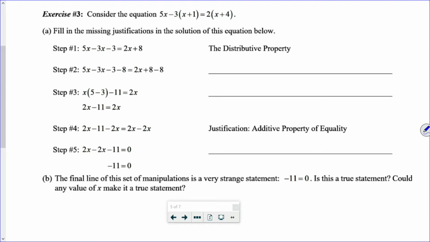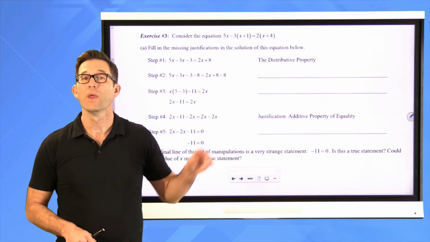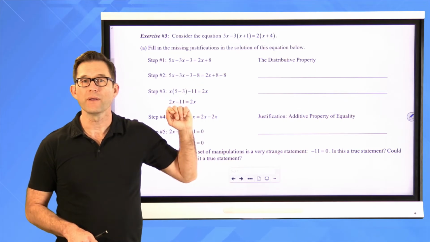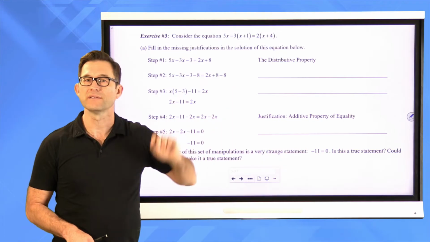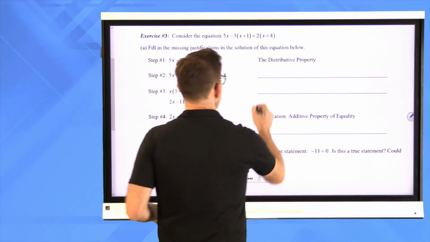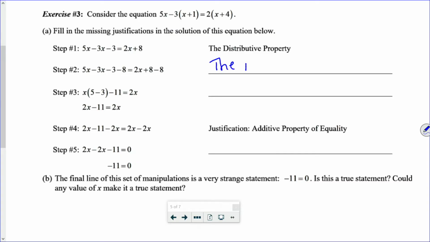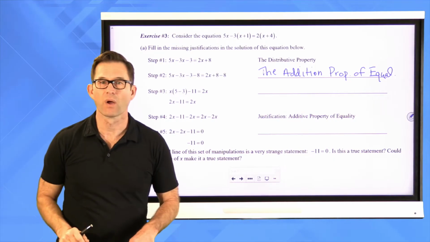All right, well, after doing that distributive property, what this person did is they subtracted 8 from both sides of the equation. That is the addition or additive property of equality. The addition property of equality. All right, great.